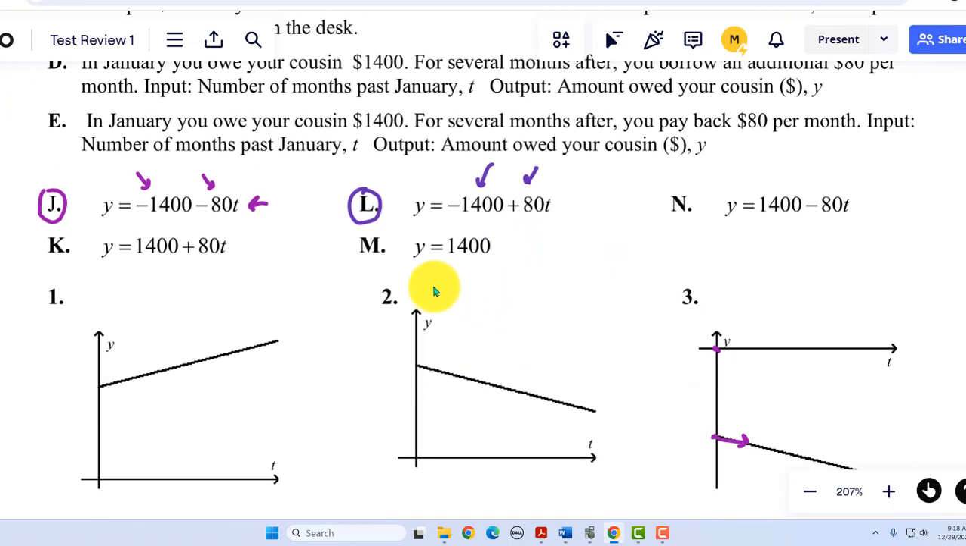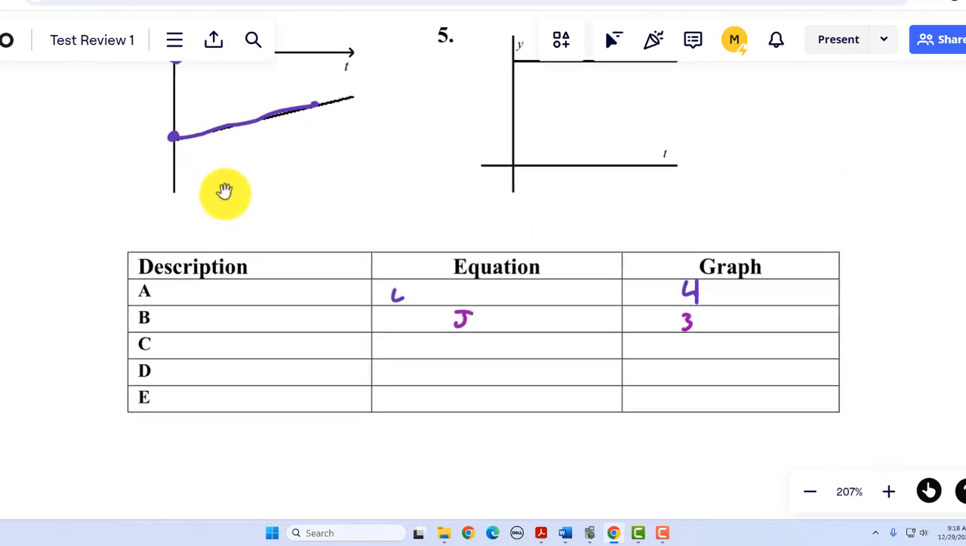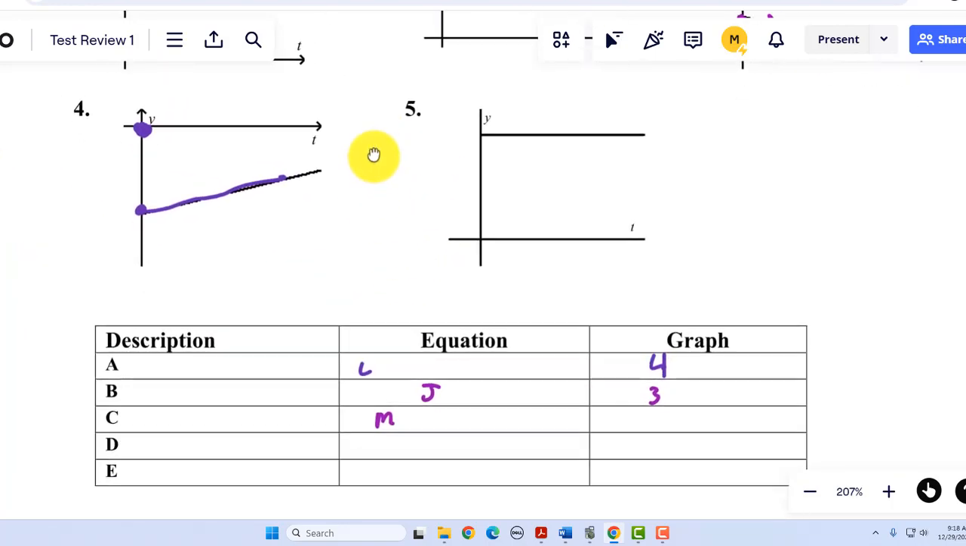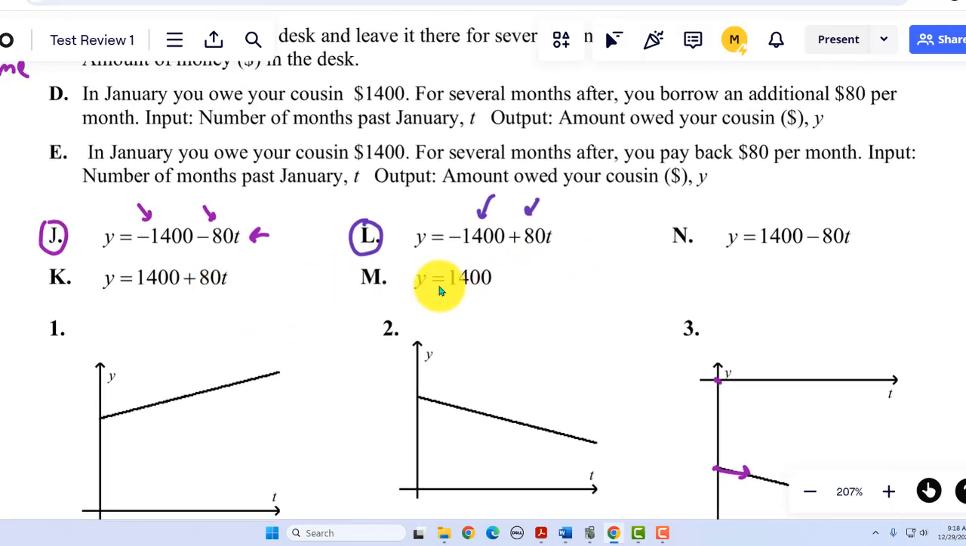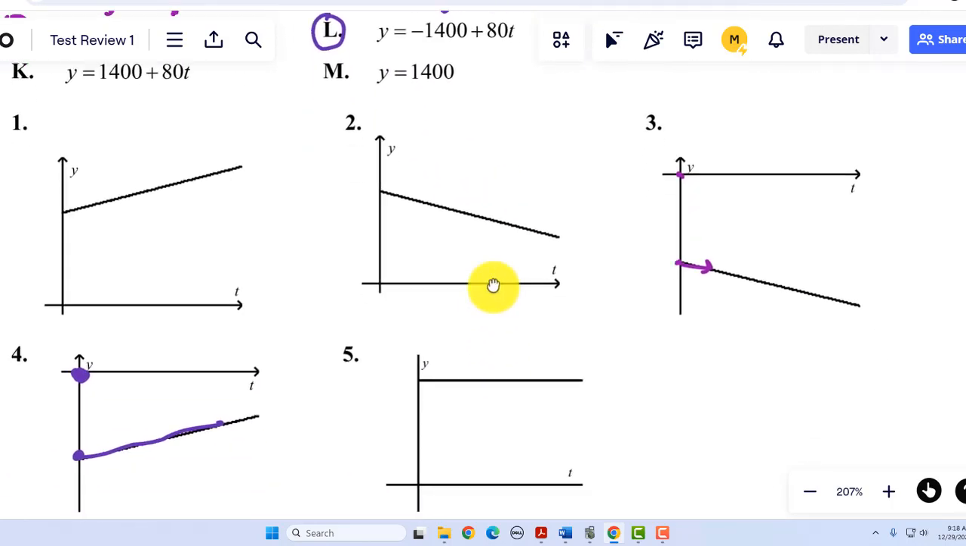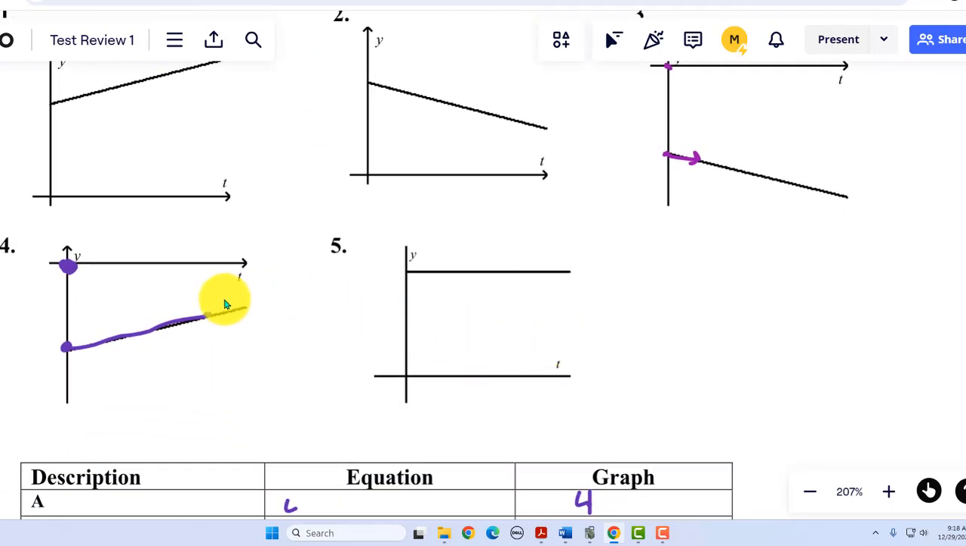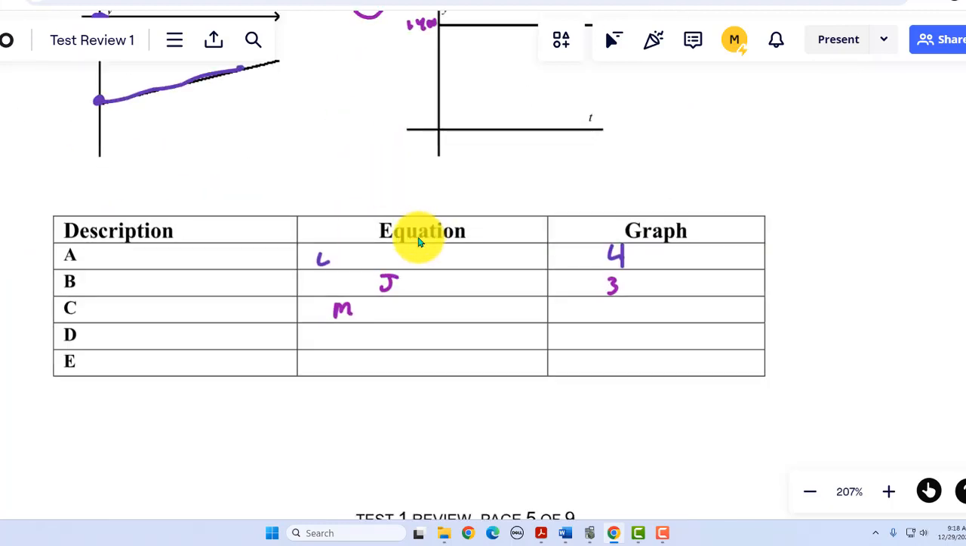So this would be y equals m, right? So the equation would be m, right? Because the money that's in the desk doesn't go up, it doesn't go down, it just sits there. So letter m is just y equals 1,400. It doesn't change, all right? And when I look at my graph, number 5, right, this could be 1,400. Doesn't go up, it doesn't go down. So graph number 5 would be my answer.